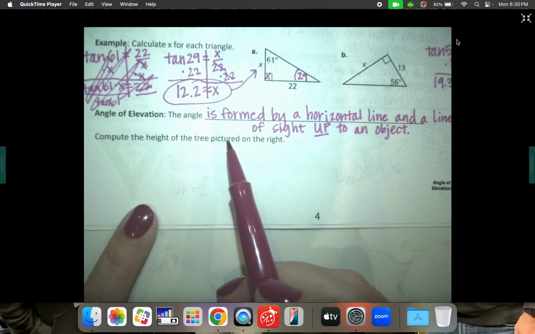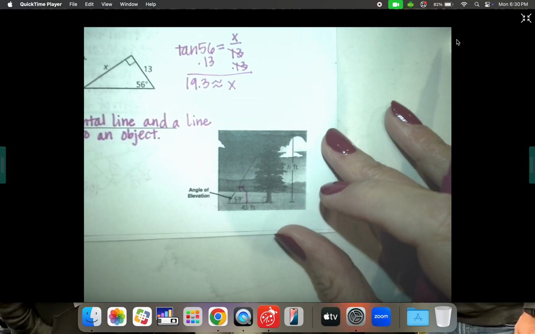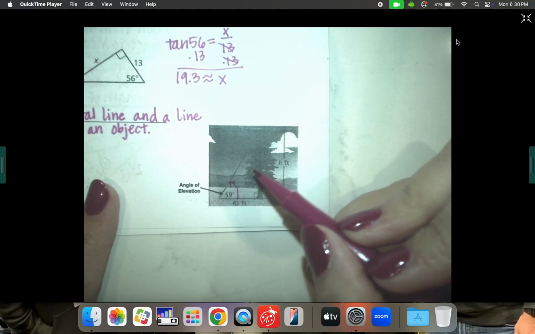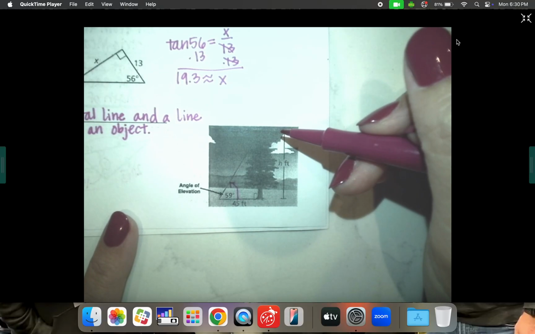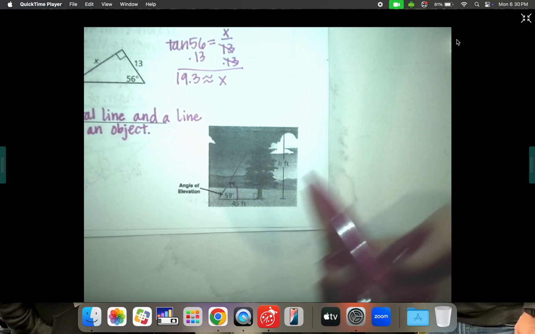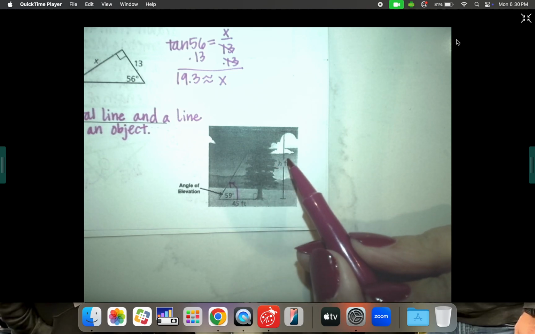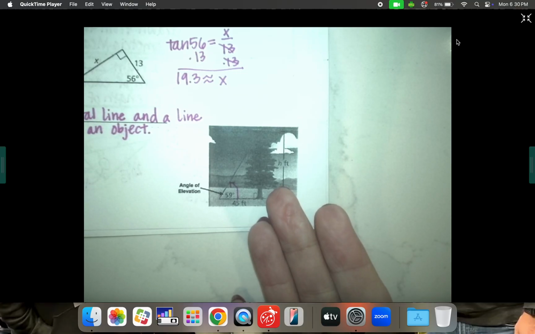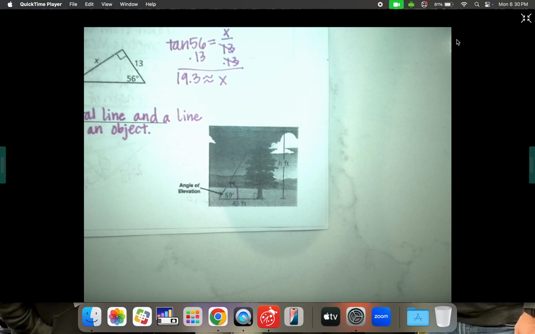So we're going to compute the height of the tree pictured on the right. It's really hard to see these numbers in here, but our horizontal line is our 45. It is a 59-degree angle of elevation, and the height of the tree is h. So that's what we're looking for. So this is a very easy tangent problem because our tangent of 59 degrees is opposite h, and our adjacent is the 45. So go ahead and freeze the video, pause the video, and try to come up with this answer yourself. Just do it like the last two we've done.